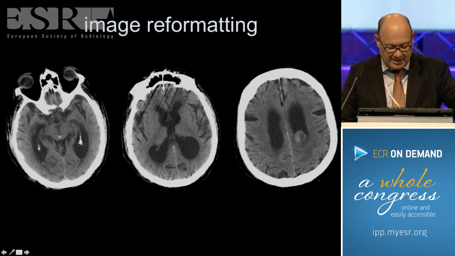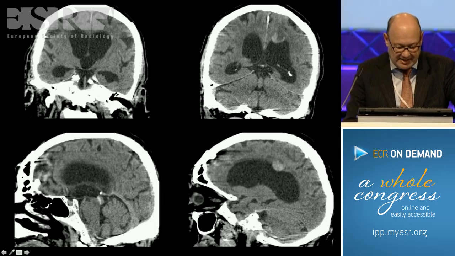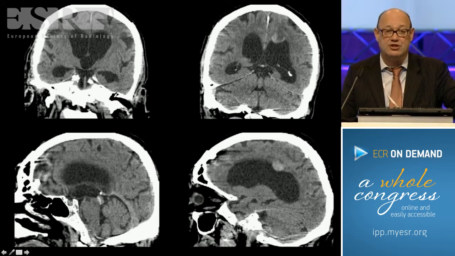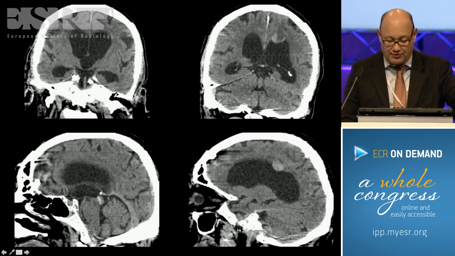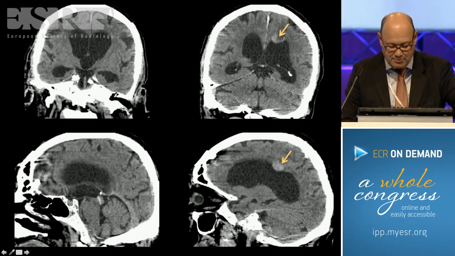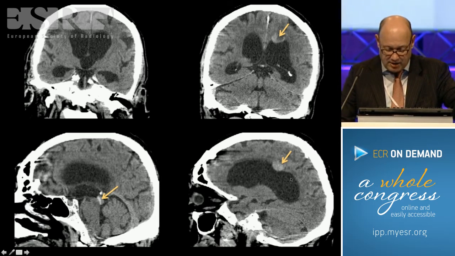If you look closely and we make reformattings, then you will see there is also hemorrhage in the aqueduct. And this hemorrhage in the aqueduct, this clot, will cause the obstructive hydrocephalus in this patient. And here you see the hemorrhagic lesion, which proved to be a primary glioma of the brain.